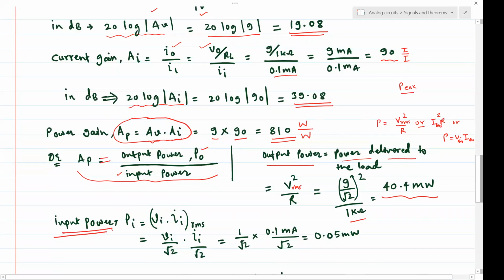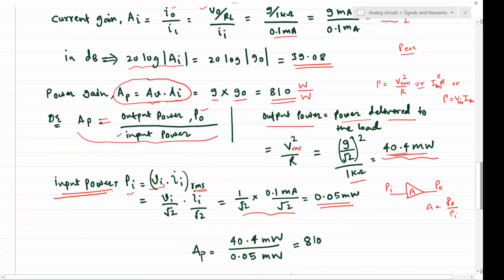Similarly, the input power is the signal power. It's basically an amplifier, and you have a power output and a power input. That's how the power gain will be PO by PI, the input power. Input power is nothing but the signal power, which is VI into II, and these values are RMS values. So it will be VI by √2 into II by √2, and we calculate it and it comes out to be 0.05 milliwatt. As we can see, this input signal power is very, very small, 0.05 milliwatt. The output power that has been delivered is about 40 milliwatt.